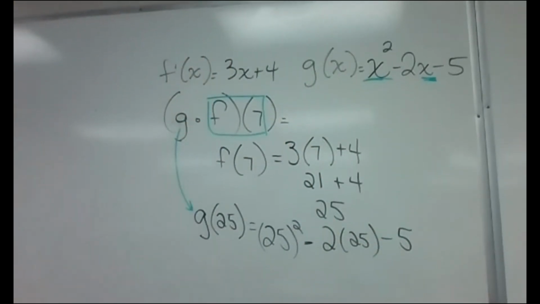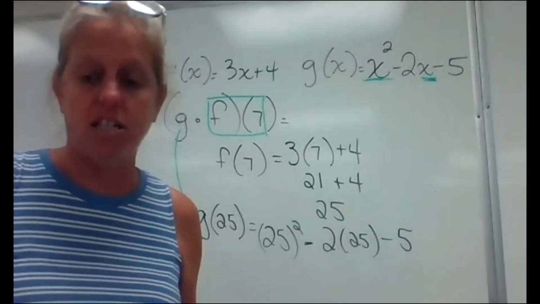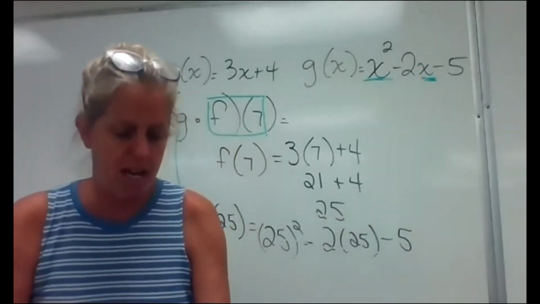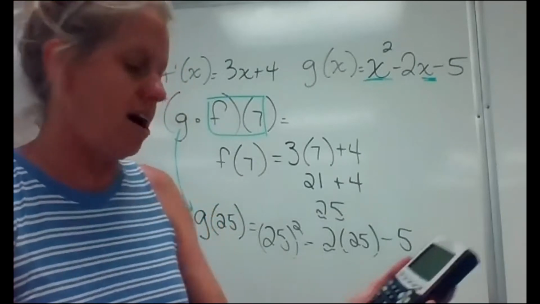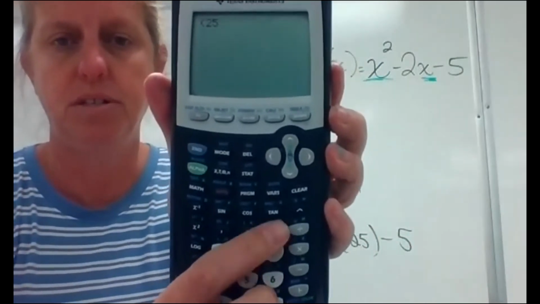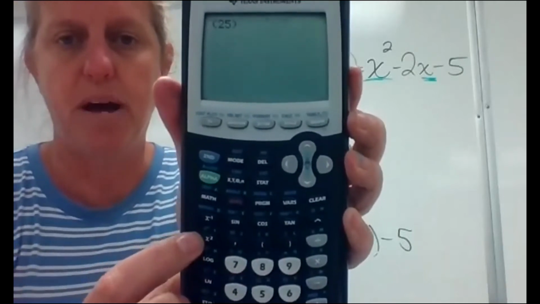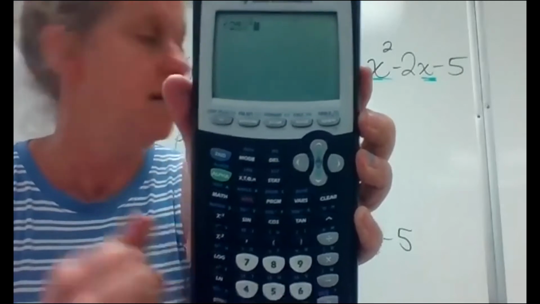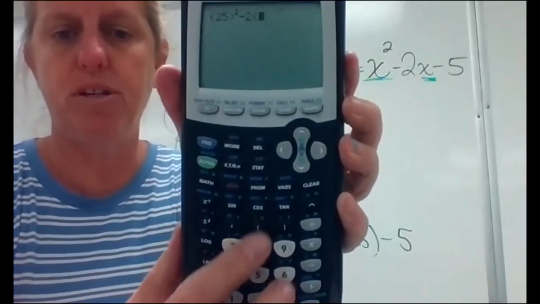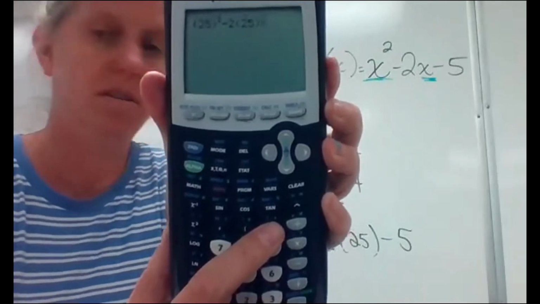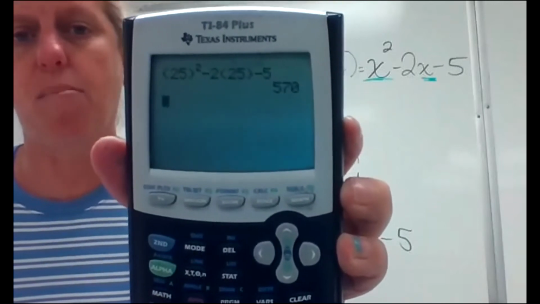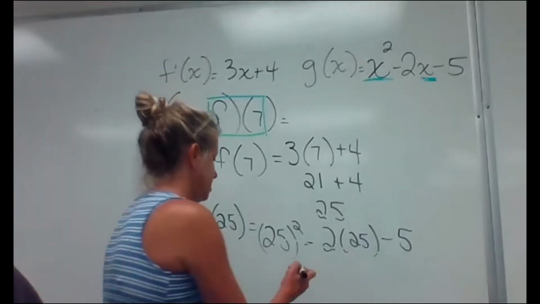And then if I wanted to, remember, your calculator follows order of operations. So if I wanted to, I could just, instead of doing this in multiple steps, type exactly what this is right here in my calculator. Let's see, clear it off. So what do I have up front? I've got open parentheses, 25, close. Then hit your squared button. So there's my x squared. Then I have minus 2, open parentheses, 25, close, minus 5. And then hit enter. It'll follow the order of operations and come up with the solution for you, which is 570.